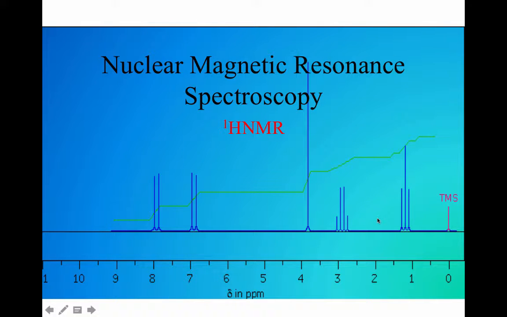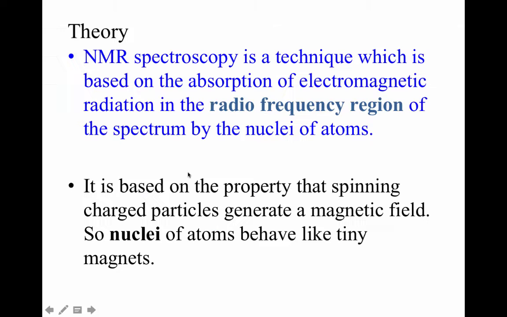Okay, we're going to talk about nuclear magnetic resonance spectroscopy, and in particular, what we're going to focus on is proton NMR, because that's what we're going to focus on: the hydrogens, as opposed to carbon. In theory, NMR is a technique based on the absorption of electromagnetic radiation in the radio frequency region of the spectrum by the nuclei of atoms.